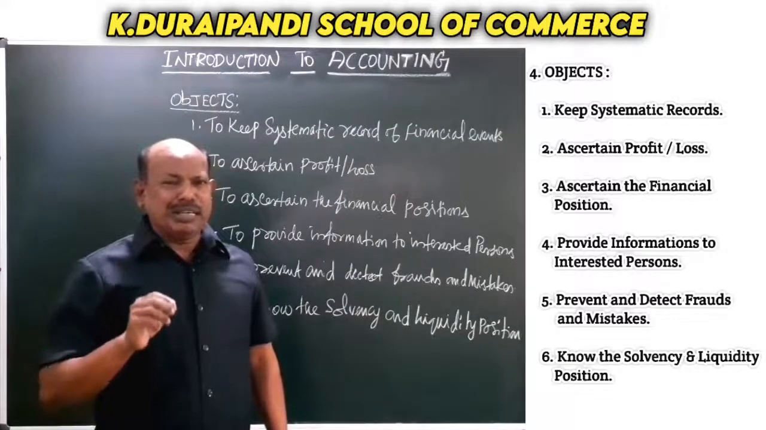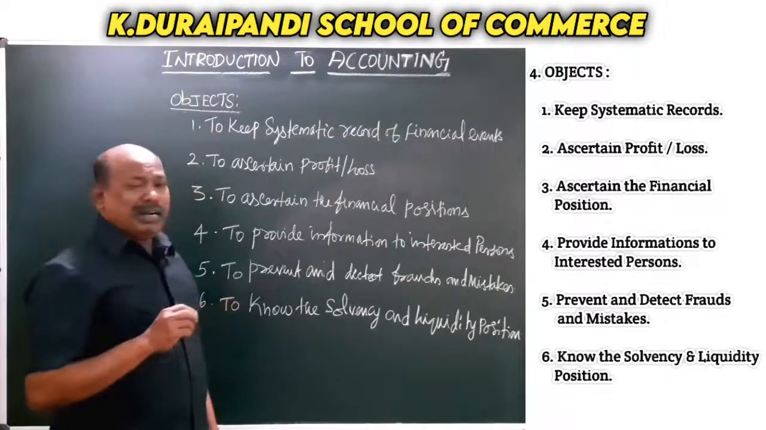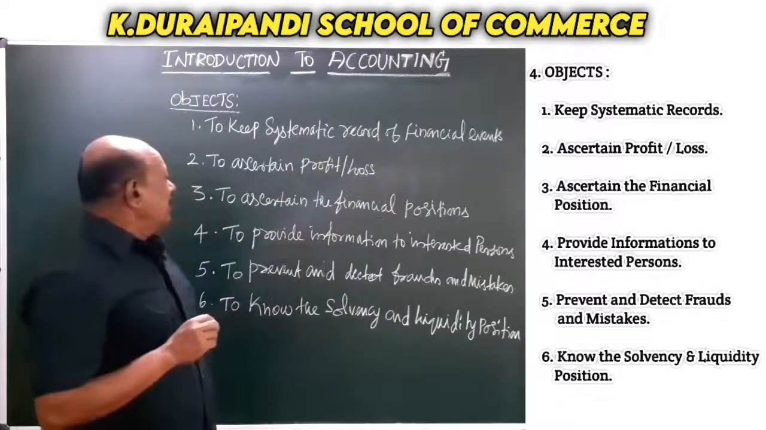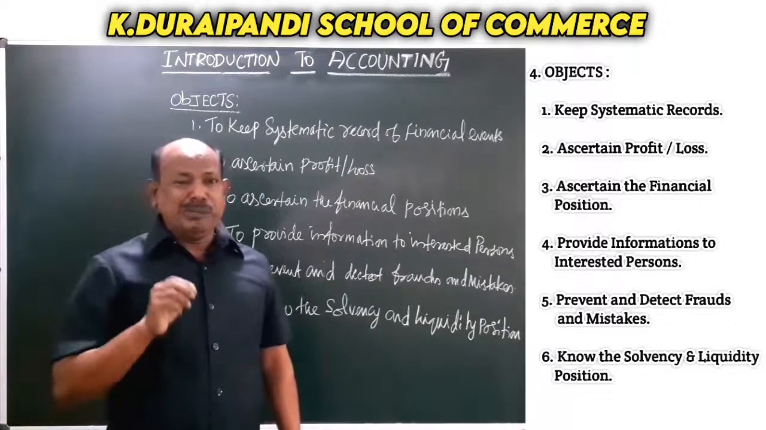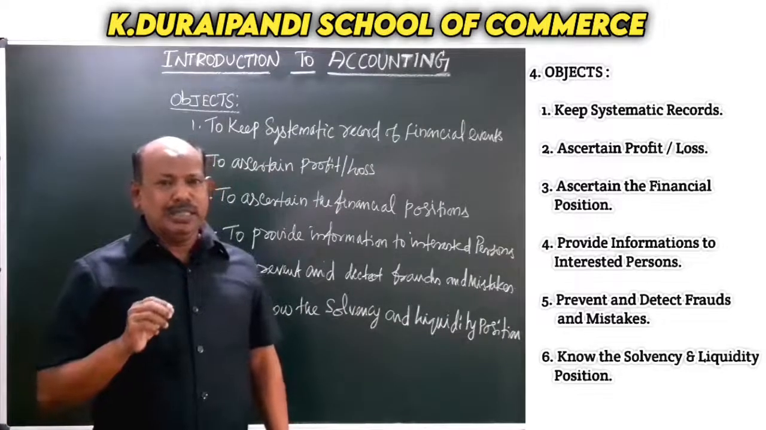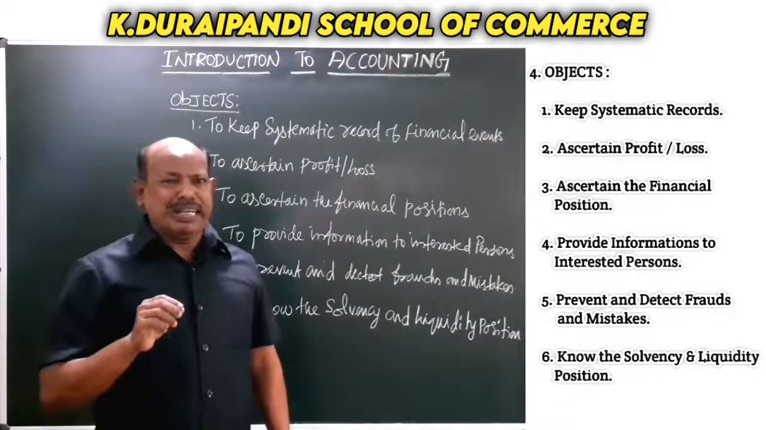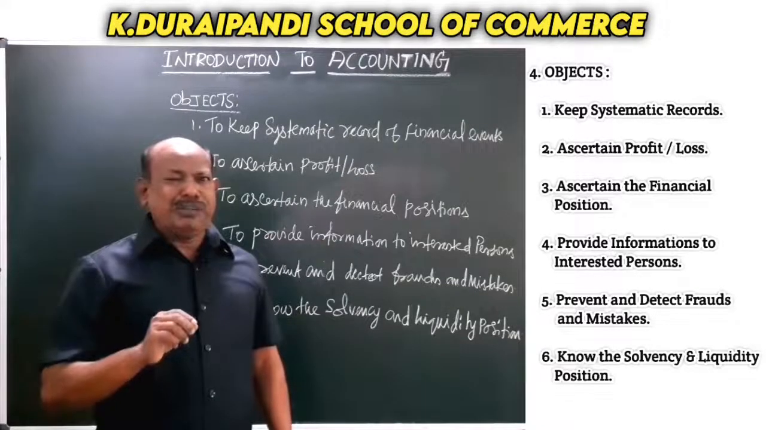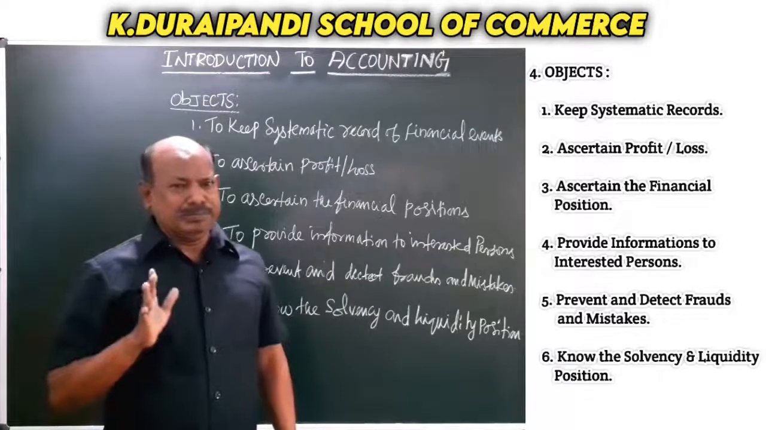It is useful as evidence or for future purposes. The next object of accounting is to ascertain the profit or loss earned by the business undertaking or business unit. In order to ascertain whether our business undertaking is making a profit or loss, that should be ascertained by means of keeping a proper accounting system.